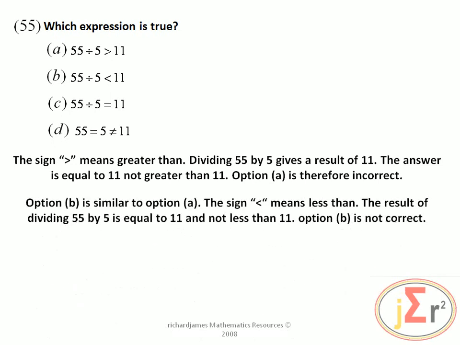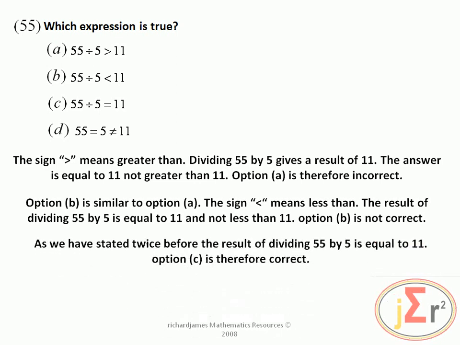Option B is similar to option A. We have a sign that goes in the opposite direction. So we have the less than sign. The result of dividing 55 by 5 is equal to 11 and not less than 11. So option B is not correct. As we have stated twice before, the result of dividing 55 by 5 is equal to 11. Option C is therefore correct.